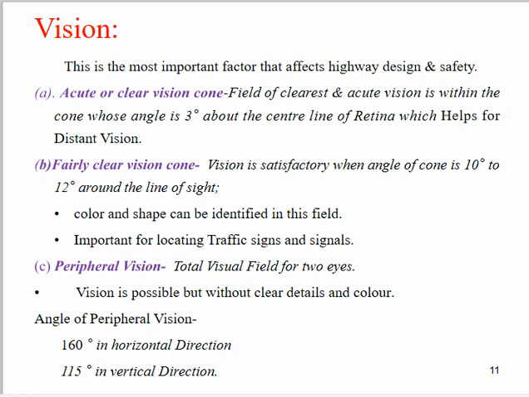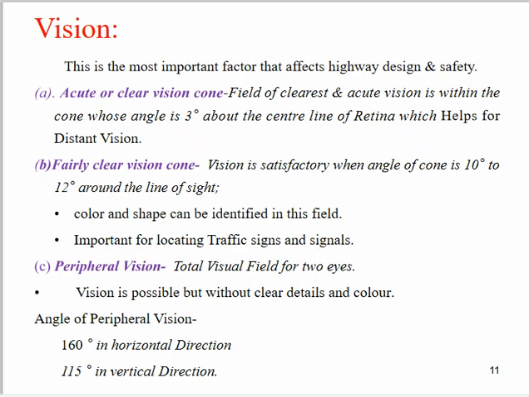B. Fairly clear vision cone. Here, the vision is satisfactory when the angle of the cone is between 10 degrees and 12 degrees around the line of sight, and the color and the shape can be identified in the field. This is very important in order to identify the signs and signals while traveling on the roads.